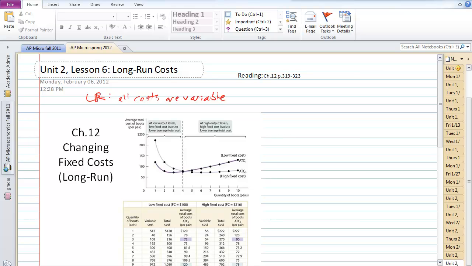Well, over the long run, we could have bought another pair of scissors, another roll of tape, another desk, and we could have gotten our factory big enough and our machinery big enough that we could get to whatever level we want. So that's the sense in which all costs are variable. At the point at which we can buy more stuff, it just depends on how much we want to produce as to what the size of our factory is, and therefore we have no fixed costs anymore. They're all variable costs in the long run.